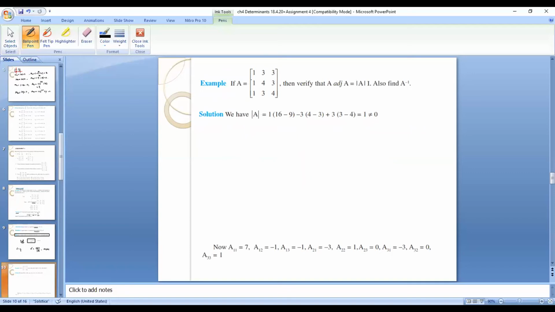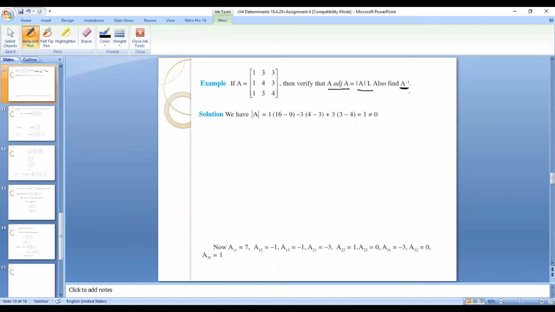If A is equal to the matrix 1, 3, 3, 1, 4, 3, 1, 3, 4, then verify that the first is A into adjoint A is a determinant, which we were already talking about, that this is the proved result. A into adjoint A will always be a determinant. And second, we have to find A inverse. So first we will check whether our given matrix is invertible or not. The very first thing we will do is find the determinant.